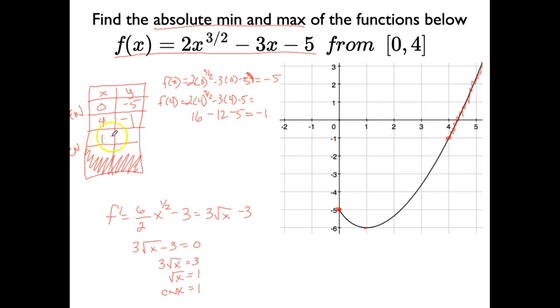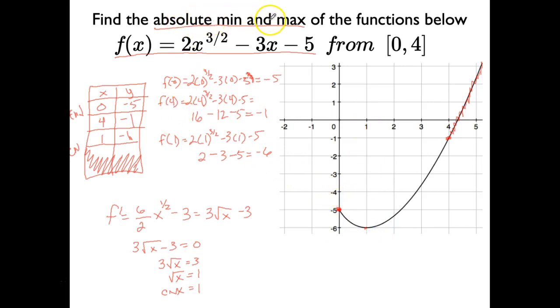Now let's plug in the critical number and see what we get for that. F of 1. Okay, that's going to be 2 times 1 raised to the 3 over 2 minus 3 times 1 minus 5. That's going to be 1 to the 3 over 2 is 1 times 2, which is 2, minus 3 minus 5. Well, this is negative 1 minus 5. That's going to be negative 6. Let's check it. At 1, the y value is negative 6. Okay, cool.